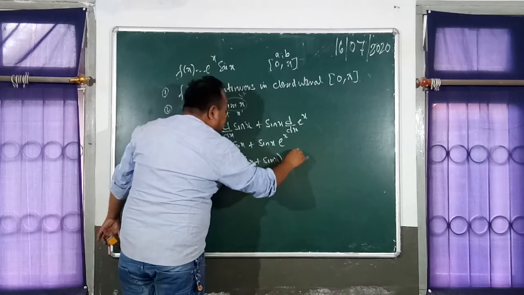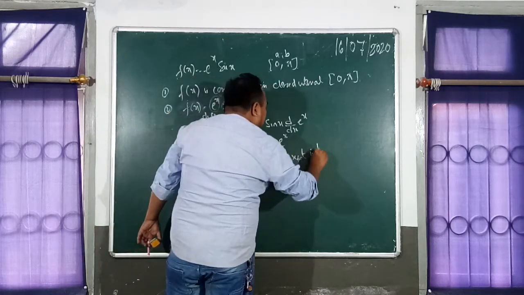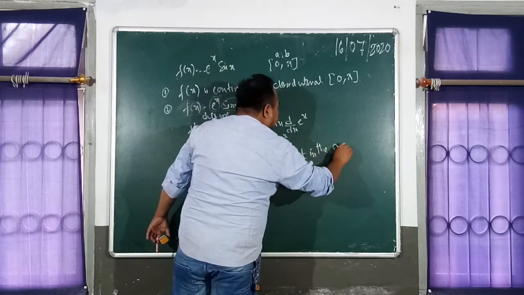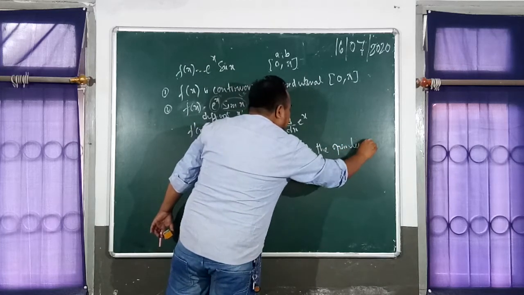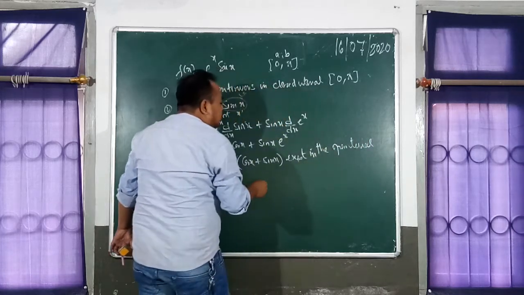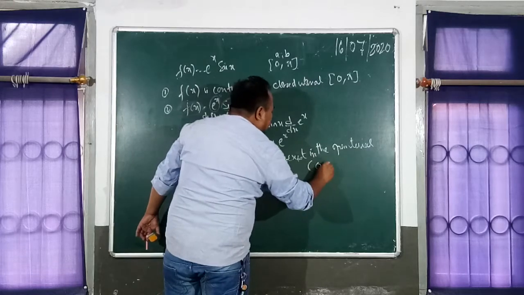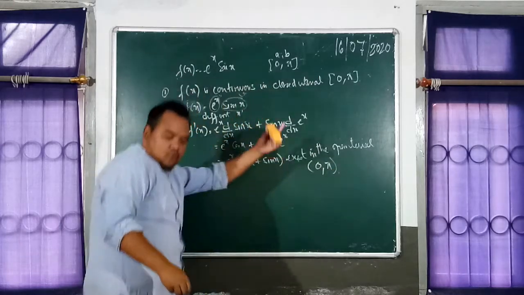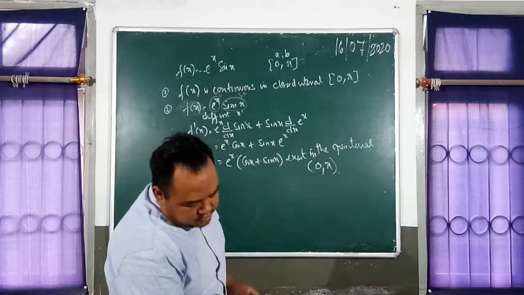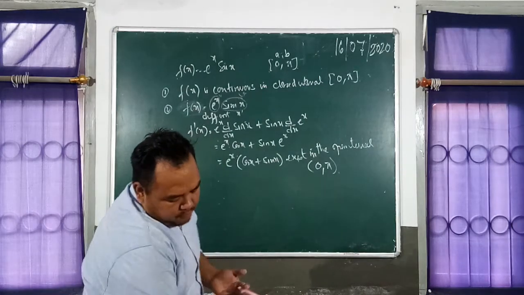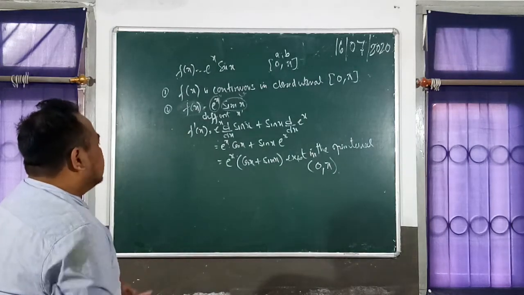So what can I write? f dash x exists in the open interval. And what is the open interval? 0 comma pi. So this is question number 9, e to the power x sin x, 0 to pi. Is that clear?